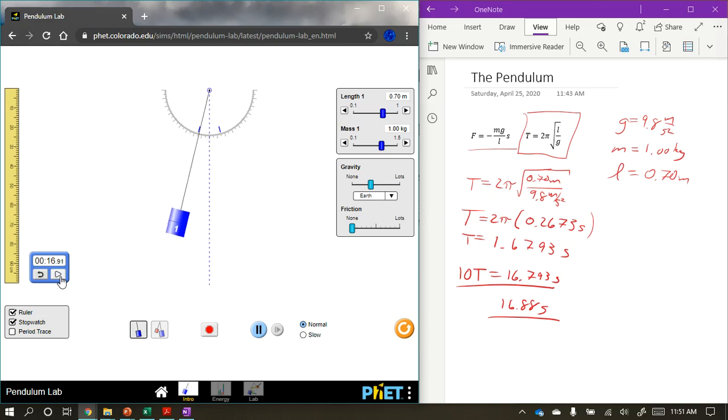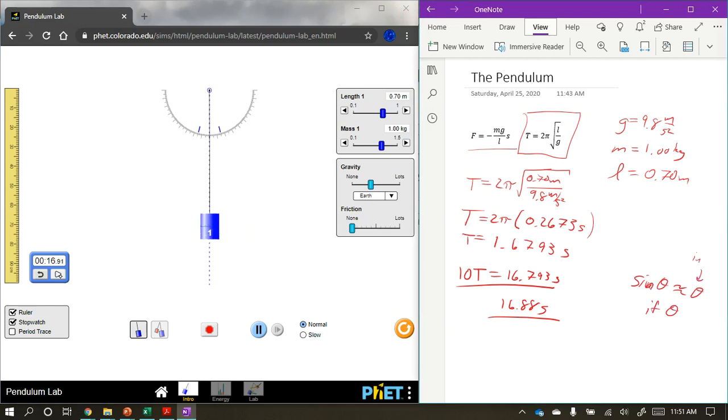If you go anywhere beyond 15 degrees, and remember that was based on the approximation that sine theta is approximately equal to theta, and that is only true, and that's in radians, only true if theta is less than 15 degrees, whatever that is in radians. If you go beyond 15 degrees, then you start having much larger errors because our approximation is off.